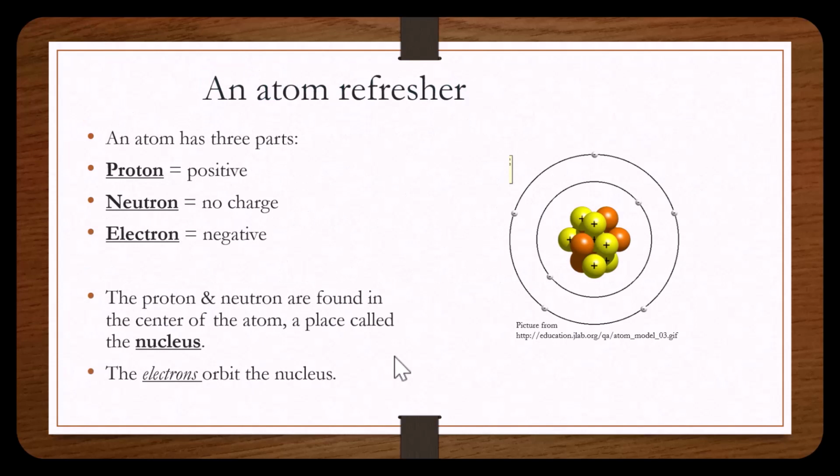An atom has three parts: a proton, being positive, a neutron that has no charge, and an electron that is negative. The proton and the neutron are found in the center of the atom, a place called the nucleus. The electrons orbit the nucleus.